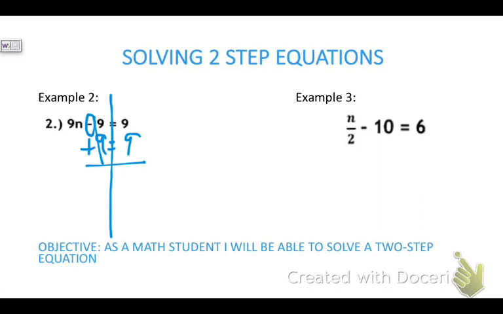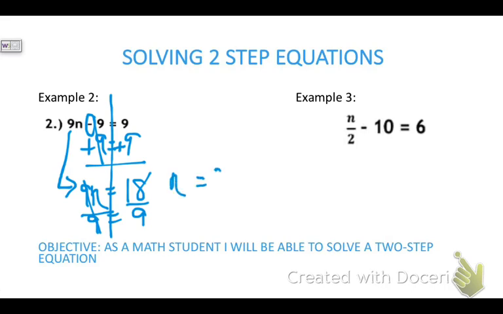This becomes 0. This comes down here as part of our next equation, and 9 added to 9 is 18. Divide both sides, because this is a multiplying process. We're going to divide both sides by 9, and n equals 2.